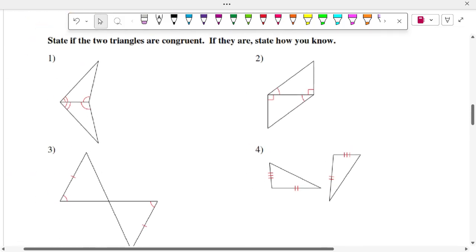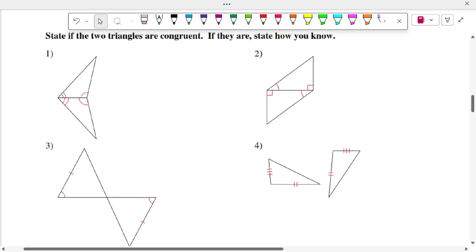So now, using what we know so far, and that includes the stuff from yesterday as well, let's see if we can prove that these triangles are congruent and by what theorem. So, number one, first off, can I mark anything else on the picture in number one? Yes, what? The side that they share. So once I do that, are these two triangles congruent? Yes or no? Yes. By what postulate? ASA, angle side angle.